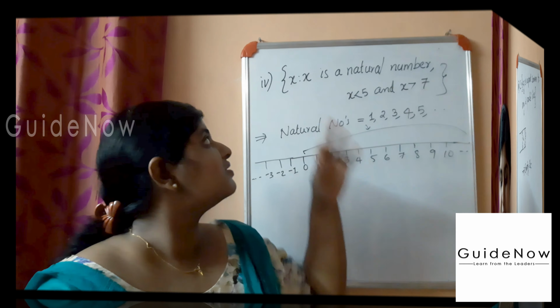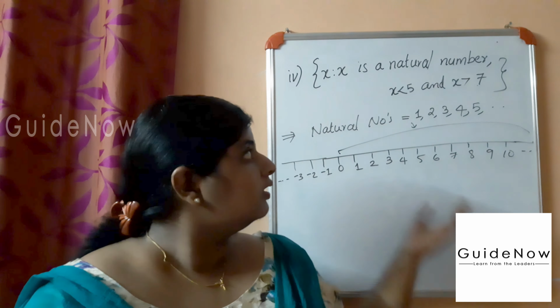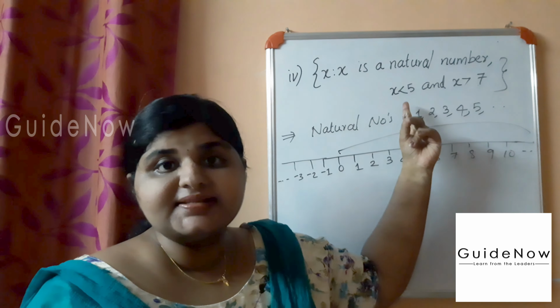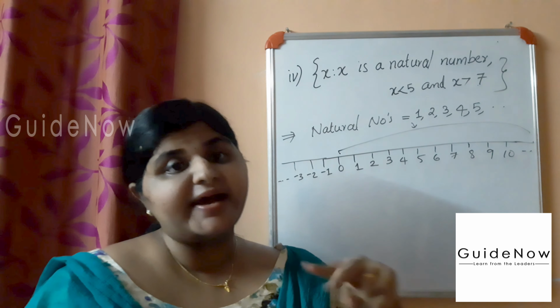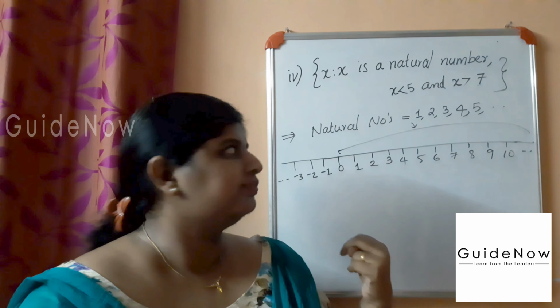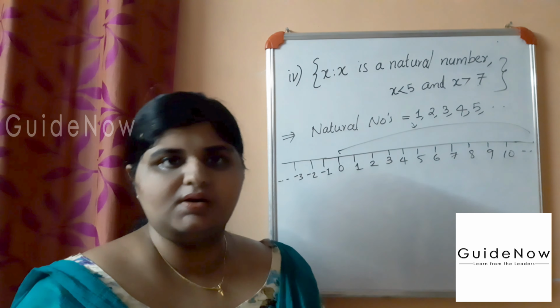Okay. Here the fourth question is: x such that x is a natural number. Two conditions are given: x less than 5 and x greater than 7. So we have to satisfy these two conditions. What are natural numbers? 1, 2, 3, 4, 5, etc. Those are natural numbers.